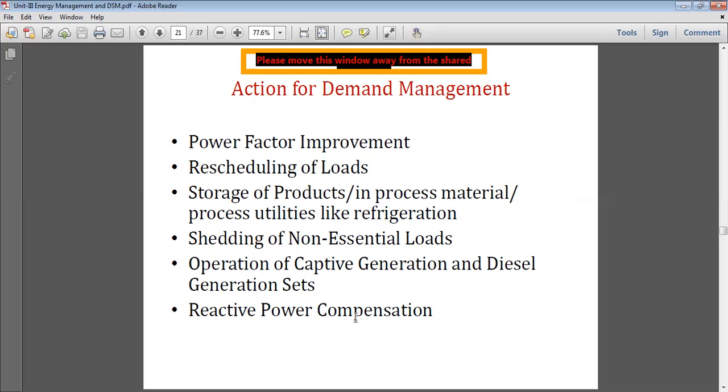Second is the scheduling of non-essential load. Whatever non-essential loads are there which are not necessary to run during that time can be shifted. It does not affect the quantity or quality of products, so definitely we should shift that load. For example, the water pumping system is not necessary to run from 9 a.m. to 12 noon, as well as 6 p.m. to 10 p.m. Okay, we can shift to the night time. We can shift to 12 noon to 6 p.m.